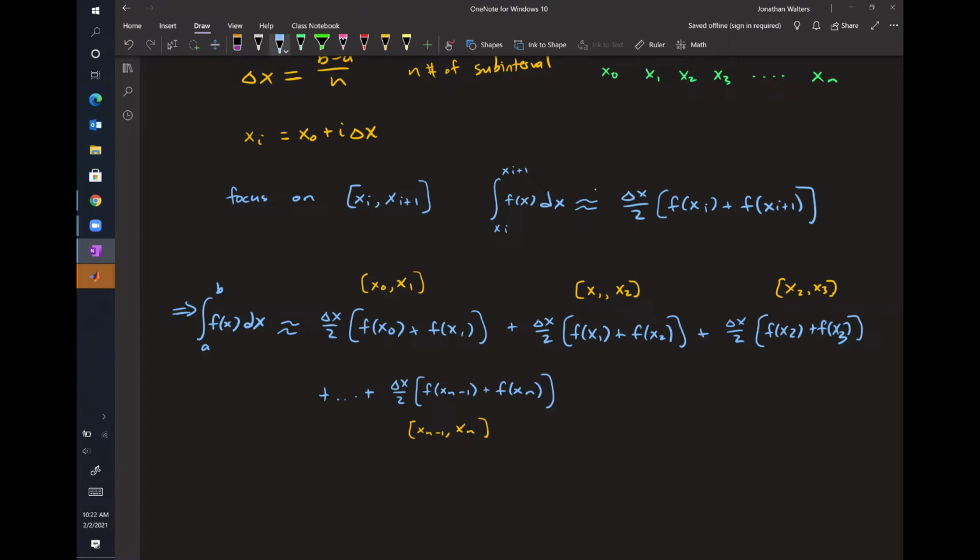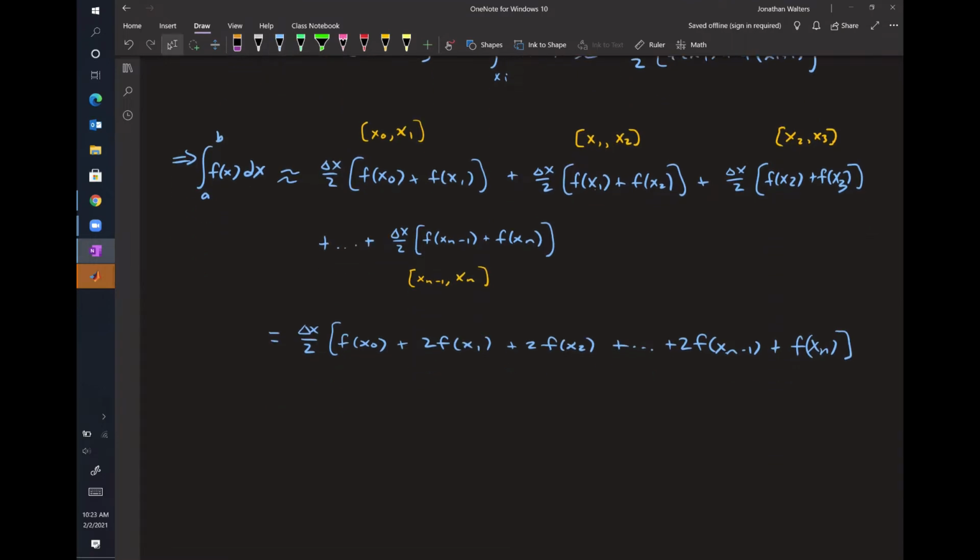So what happens is we can actually factor out delta x over 2. And that will leave us with f of x0 plus 2 times f of x1 plus 2 times f of x2 plus 2 times f of x n minus 1 plus f of x n. And that is the composite trapezoid rule. So if you want to remember that one, that's fine. But I'm going to write it in a different way.